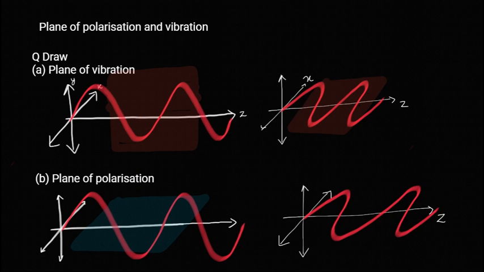Now look, in which direction is this wave vibrating? The wave is vibrating along x-axis and propagating along z-axis. Then the plane perpendicular to the vibration, which contains the propagation along the z-axis, is known as plane of polarization. So this represents the plane of vibration and this blue plane represents the plane of polarization.